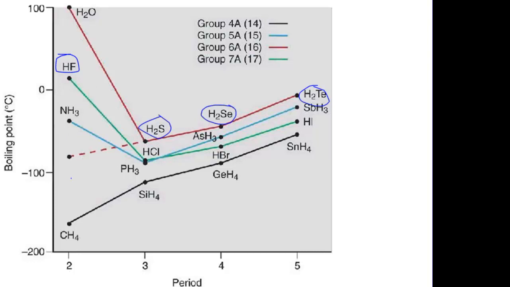NH3, PH3, AsH3, SbH3. Taking the members of the nitrogen family with hydrogen, you'd expect that to be somewhere down here, and NH3 is up here because of the hydrogen bonding.